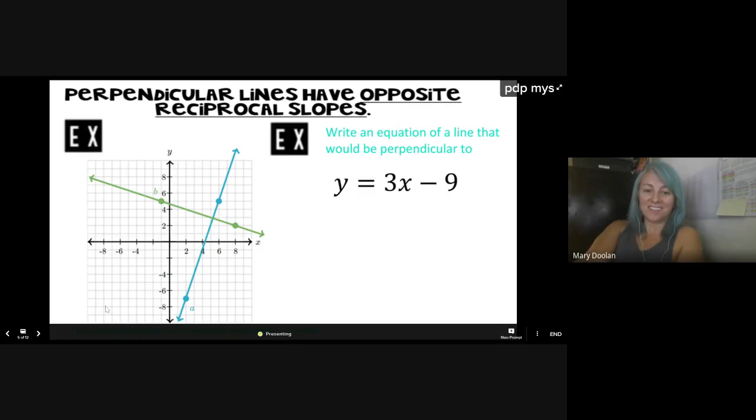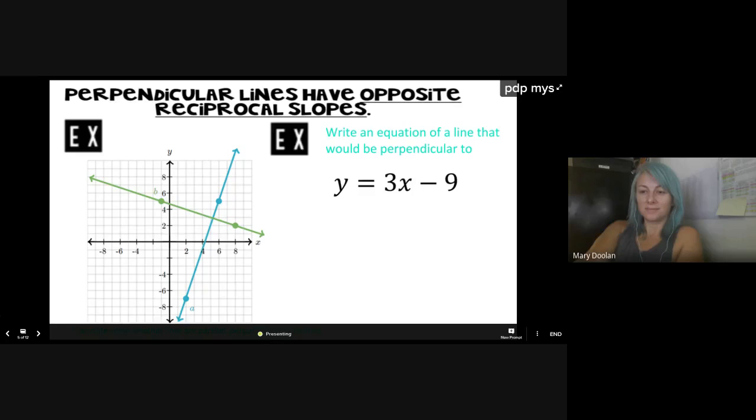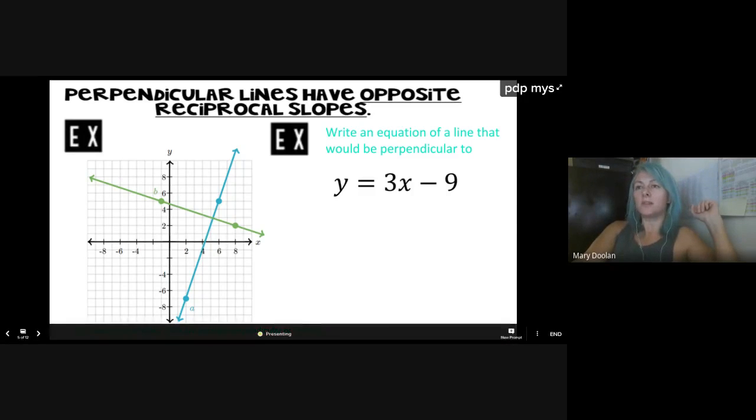What does that simplify to? You could type it in the chat. What does 12 over 4 simplify to? You're right, Veronica. It is 3. Okay, 12 over 4 is the same as 3. So the slope of the blue line is +3.